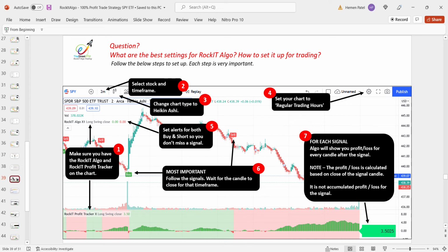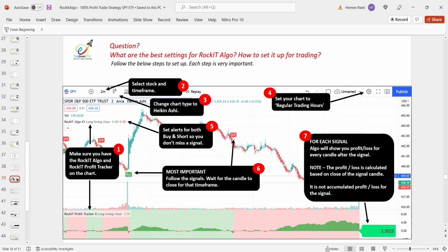Second step, select stock and time frame. Change the chart to Heiken-Ashi. Keep it Heiken-Ashi because it really helps you visualize the trend, the momentum, the angle of the rise or angle of descent. It tells you exactly when the momentum is weakening or strengthening. So that's why we prefer the Heiken-Ashi display on the chart. Set alerts for both buy and short so you don't miss a signal. Most important, follow the signals.